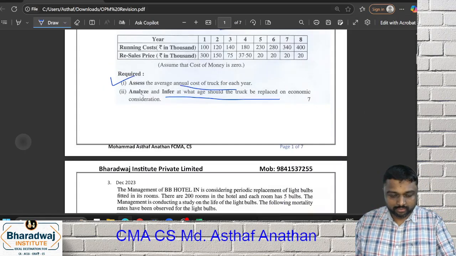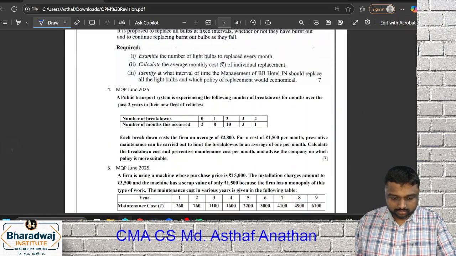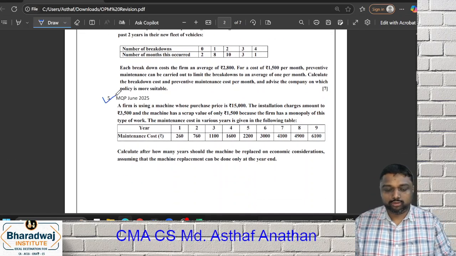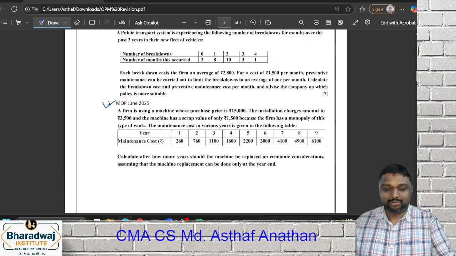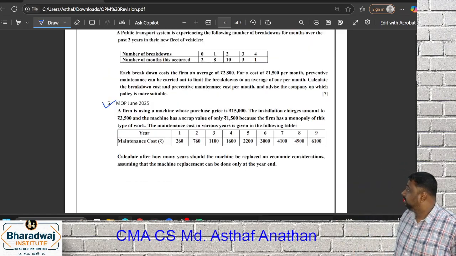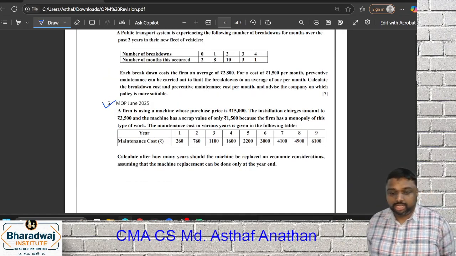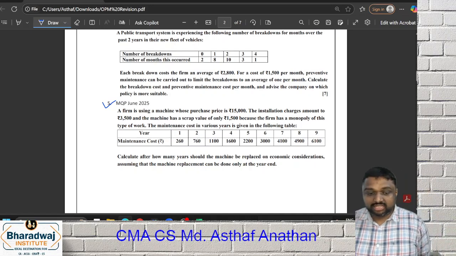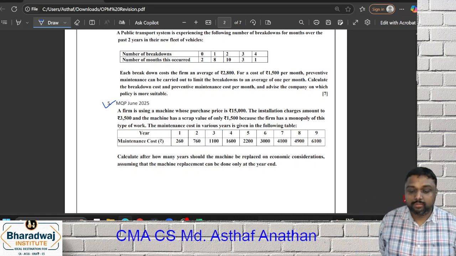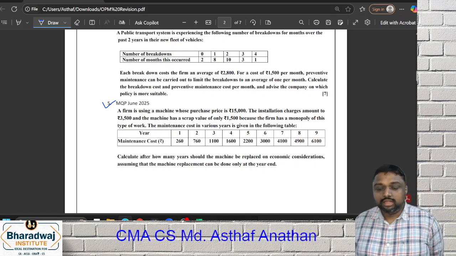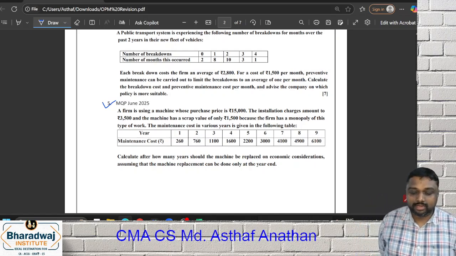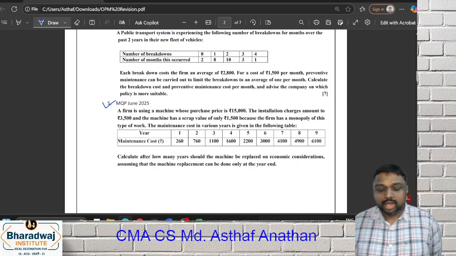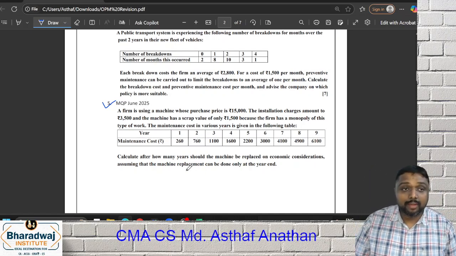Now going further, a similar question with small changes came in MQP June 25. We are doing it for you, friends. So what is the question? A firm is using a machine whose purchase price is 15,000. Installation charges amount to 3,500 and the machine scrap value is 1,500. The firm has a monopoly of this type. Maintenance cost is given below. Calculate after how many years the machine should be replaced on an economic basis. Assume that the machine can be replaced only at the year end.